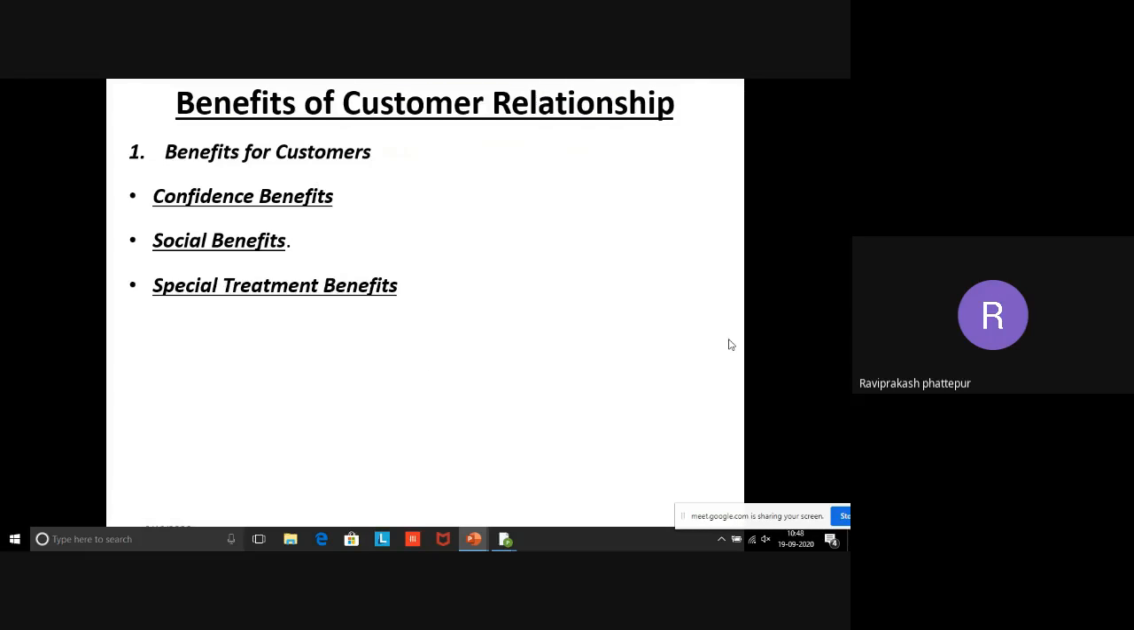Next, benefits of customer relationship, or benefits of customer relationship to the customer, basically benefits for customers. So confidence benefits.